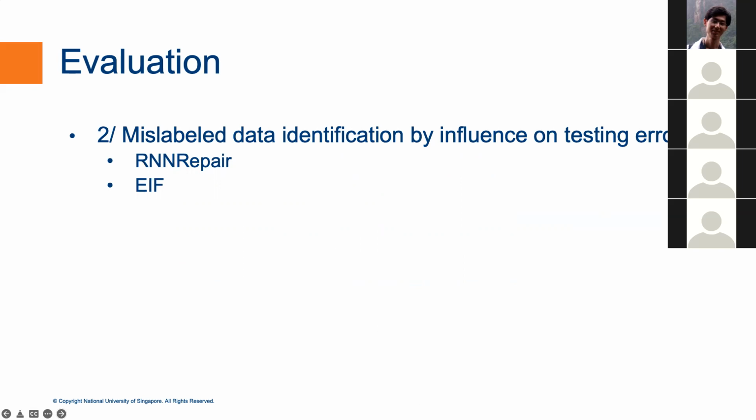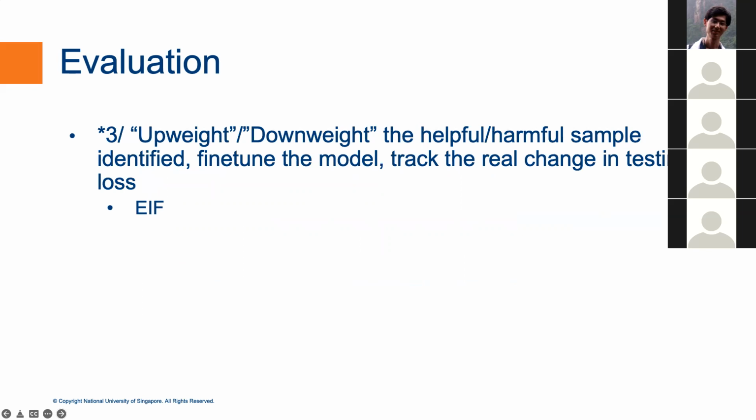All right. Those two works were just invented by two software engineering people. Think alike, yeah. And the third way of evaluation is our evaluation method. We basically literally upweight and downweight those helpful and harmful training samples identified. Then we fine-tune the model and track the real change in the testing loss.